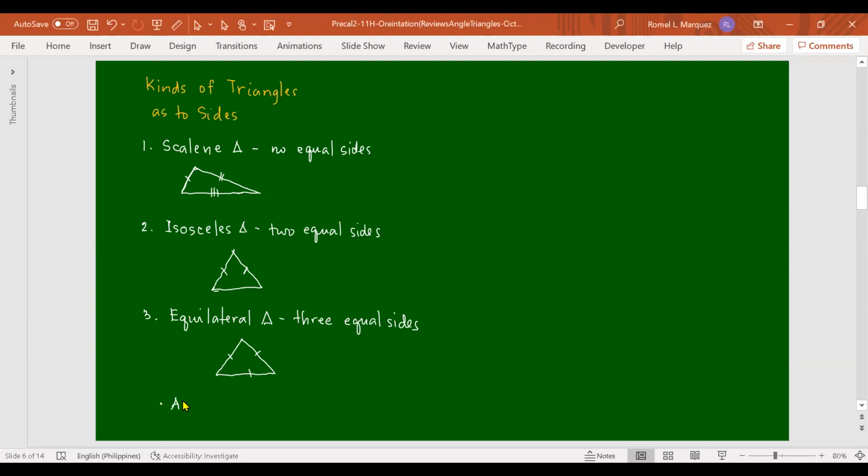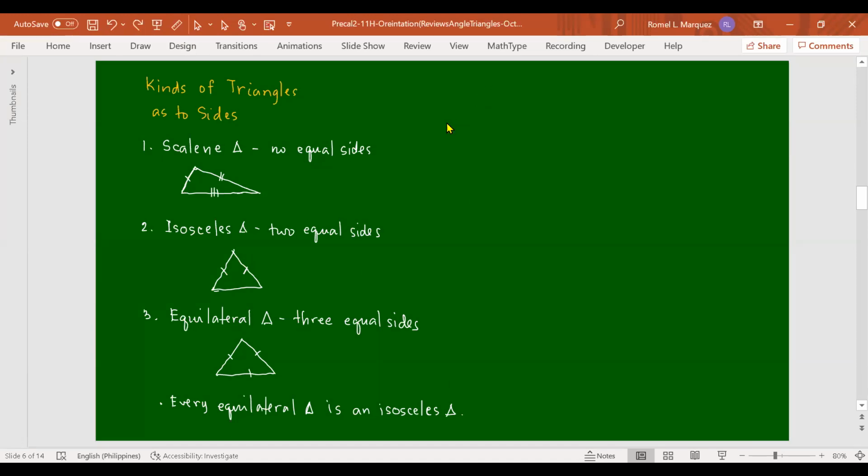Every equilateral triangle, what can you say about an equilateral triangle? Every equilateral triangle is equiangular. An equilateral triangle is an isosceles triangle. But not all isosceles triangles are what? Equilateral. Every equilateral triangle is isosceles, but not all isosceles triangles are equilateral.